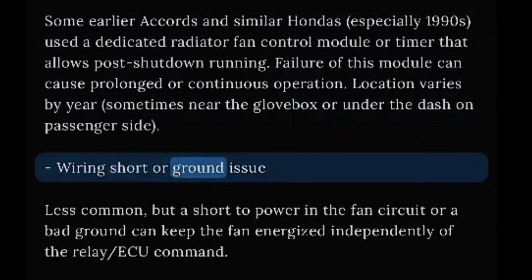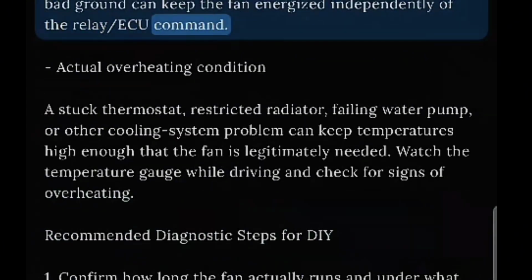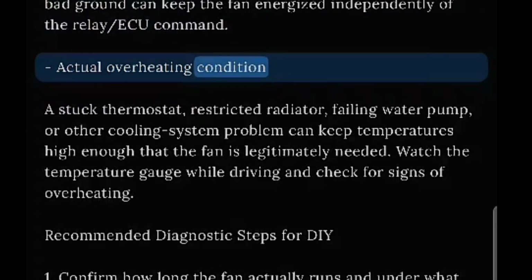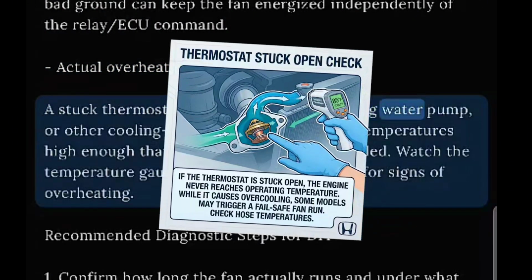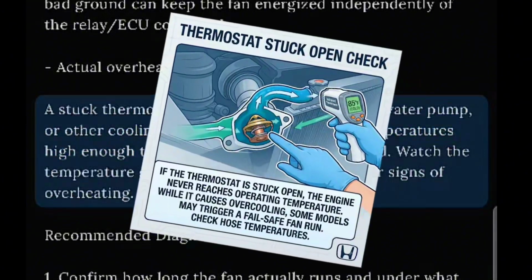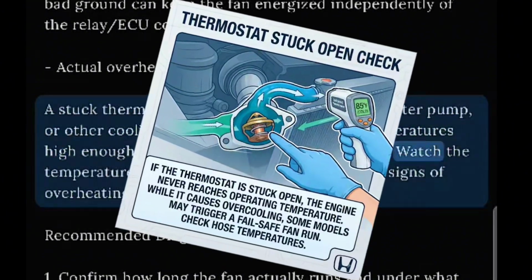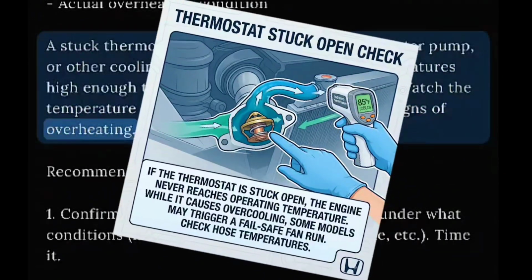Wiring short or ground issue. Less common, but a short to power in the fan circuit or a bad ground can keep the fan energized independently of the relay or ECU command. Actual overheating condition: a stuck thermostat, restricted radiator, failing water pump, or other cooling system problem can keep temperatures high enough that the fan is legitimately needed. Watch the temperature gauge while driving and check for signs of overheating.